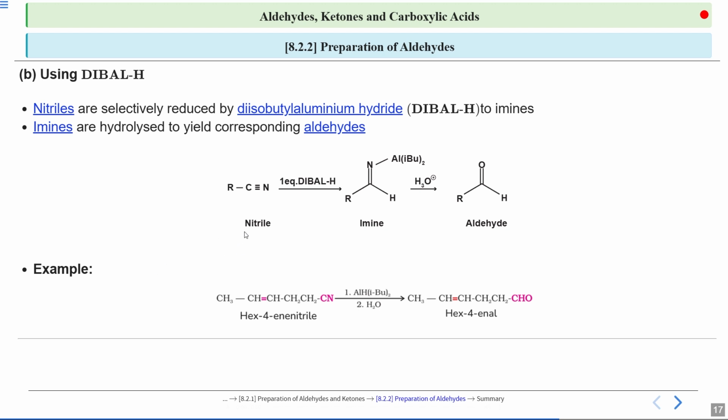When you treat it with diisobutyl aluminum hydride, first you will get imine as an intermediate, and that imine is then hydrolyzed to yield an aldehyde. And this is hex-4-enal. This is an aldehyde group. If you count again, you have 6 carbon atoms, and on the fourth position, there is one double bond. And in case of aldehyde, the E of alkane is replaced by al. So you get hex-4-enal.